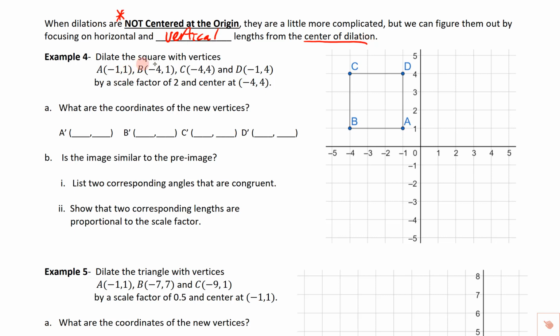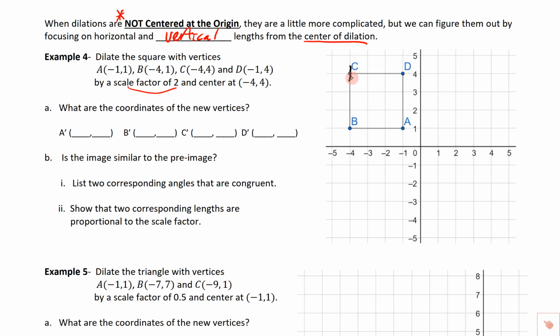So it says, dilate the square with vertices negative 1, 1, negative 4, 1, negative 4, 4, and negative 1, 4. And it says by a scale factor of 2, so there's a nice easy scale factor for us. And then the center is at negative 4, 4. So here's what I'm going to do. I'm going to put a big black X wherever the center is. So the center is at negative 4, 4, so back 4 and up 4.